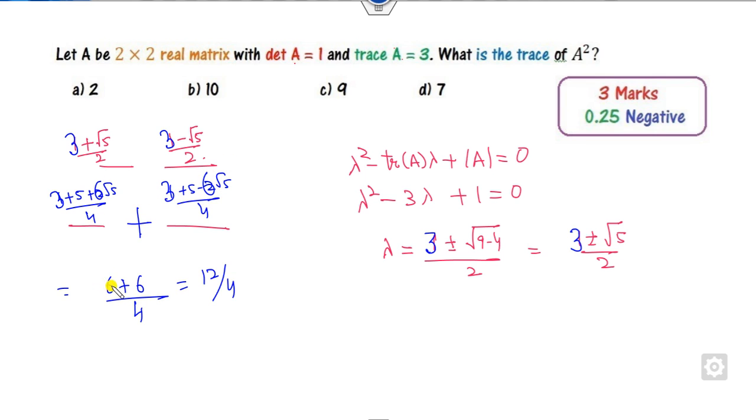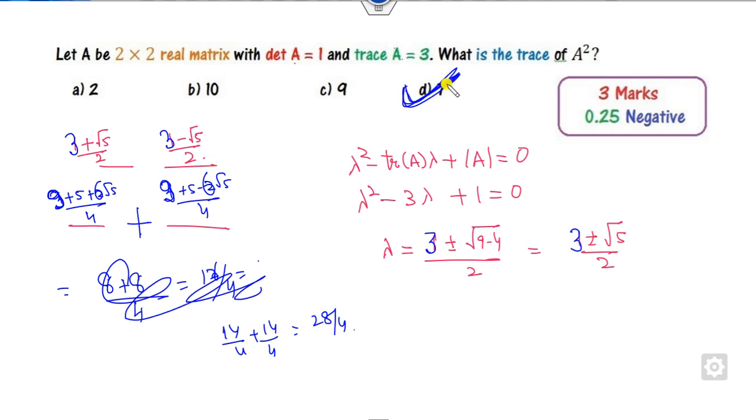So this will be cancelled out. So it's 8 plus 8, 16 over 4. Where is the mistake again? B square minus 4AC, 3 plus minus root 5. So A square plus B square plus 2AB, sorry, A square is 9. So what is that? It's 14 over 4 plus 14 over 4. So 28 by 4, 7 is the right answer.